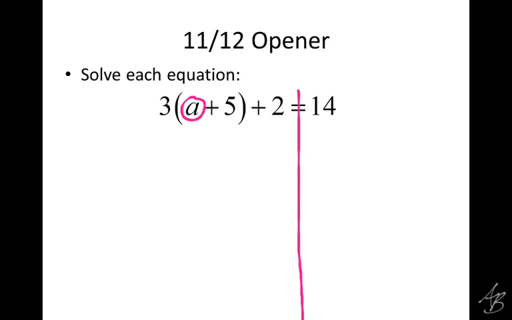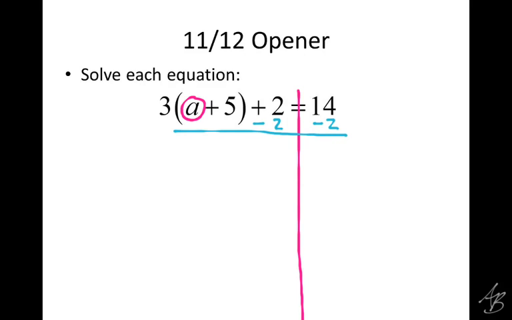So once I do that, over on the left side, I can see how many things I need to get rid of? How many numbers do I need to get rid of to get to the a by itself? 3, right? So we're going to have to get rid of the 3 here, the 5 here, and the 2 here. Which one should we get rid of first? The 2. Okay, how are we going to get rid of that 2? Subtract. All right, so we'll subtract 2 from both sides.